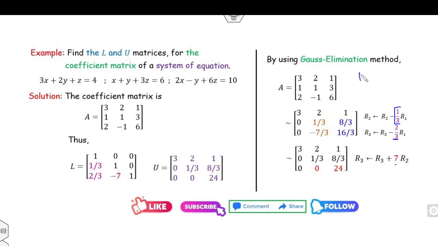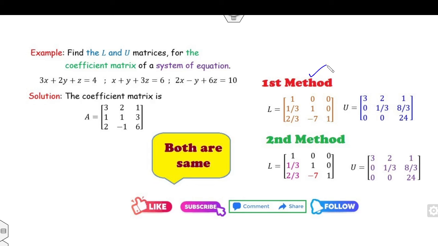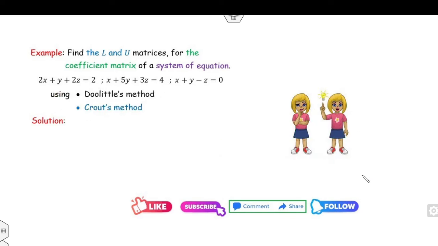Always compare the values with Rj minus alpha Ri. So minus of alpha is equal to plus 7. Alpha is my minus 7. And you can see that by using both methods, that is decomposition and the Gauss elimination, you will get the same answer. Let's do one more example.